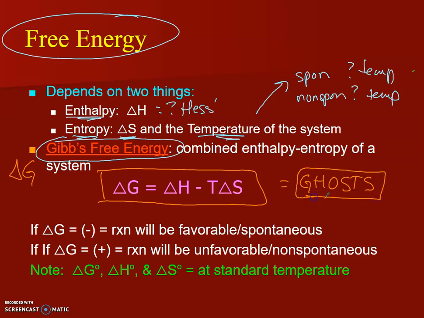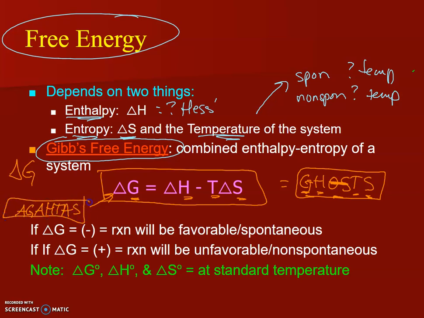Okay, so I call this the ghosts equation. So here's your G, your H, your T, and your S. Okay, G, H, T, and S. And you can see that there's that big blank there so that you know that it's the delta H minus the T delta S. Okay, some people like to add the delta sign as an A and call it agatas.